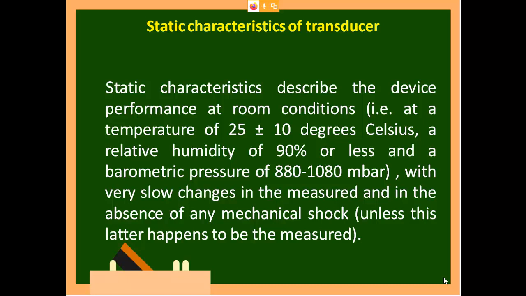If you are changing the speed of the prime mover, the voltage will automatically change, and that voltage is called a dynamic characteristic. This is the difference. There should not be any mechanical disturbance. If there is mechanical disturbance, then your needle will also deflect. You have to try to maintain that there is no mechanical disturbance.